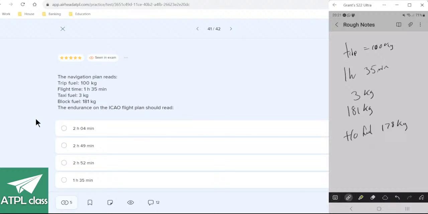Well, what are we working out here? We're going to work out a fuel burn.